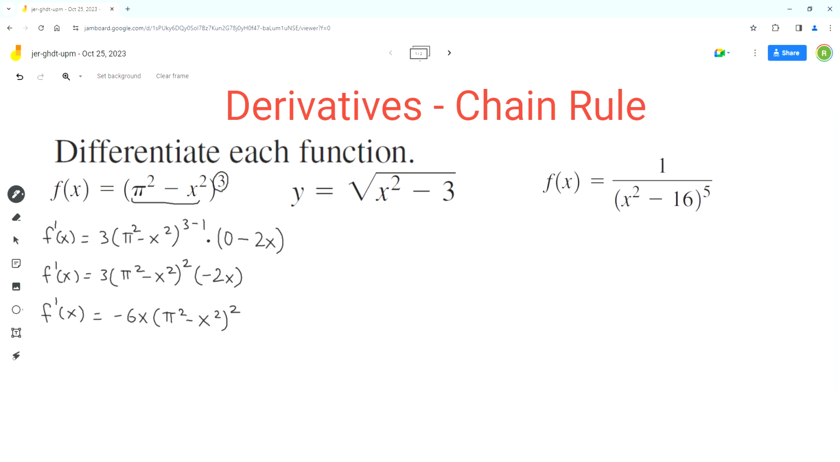Now we can find the derivative of the second function. So the second function is y equals square root of x squared minus 3. Now this is a radical function. So the first step here is to change the radical into a rational exponent. So we can start here on the left side. So first we'll rewrite this function as (x squared minus 3) in parentheses and then exponent 1 over 2.